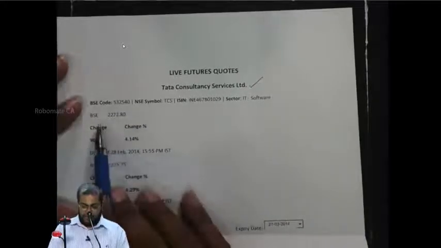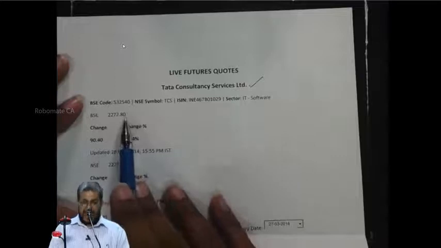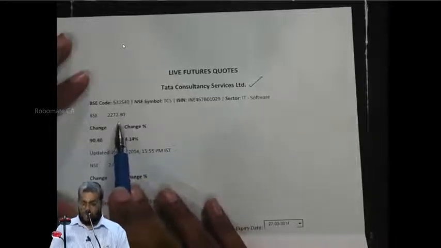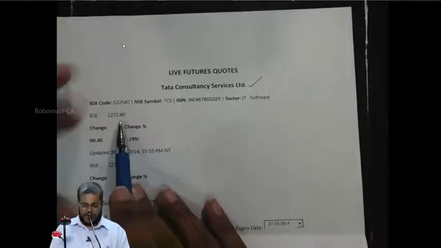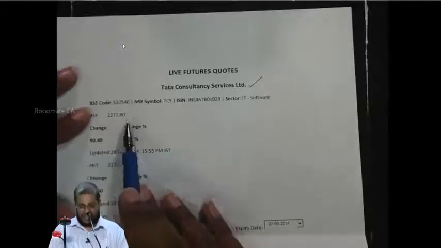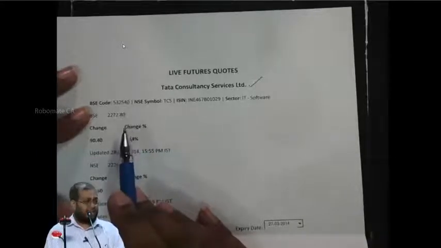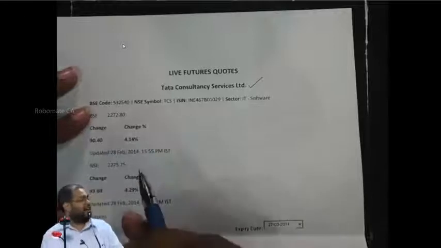Okay. Now, in BSE, the share closed on the day at how much rupees? 2,272.8 rupees is the closing price of the share on BSE. 20th February closing price. Yes or no? That means the last trade has occurred at this particular price, is what you can understand.